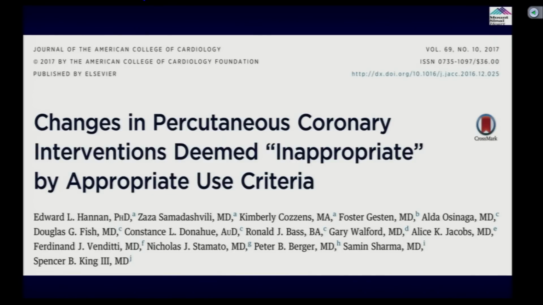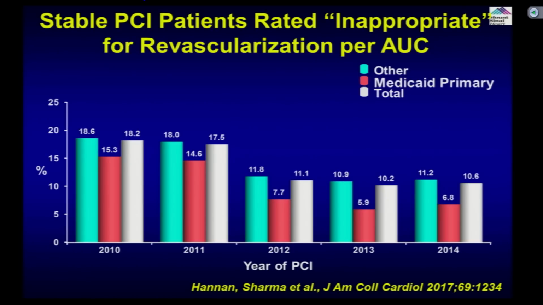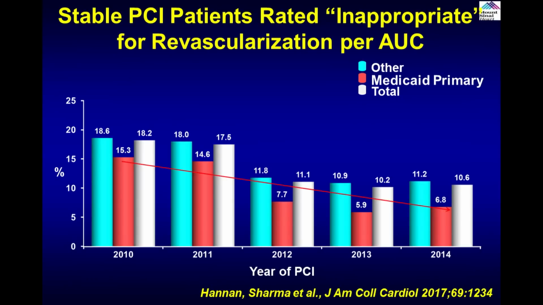Then we have the data from New York State, of which I am one of the authors, on the change in inappropriate PCI, which basically showed the same trend, but with one other very important finding. As you can see, 2010, other, Medicaid and total. See the significant decline in Medicaid compared to any other category of inappropriate PCI. Why? Because in 2011 New York State sent a circular that inappropriate PCI would not be reimbursed, and that led to a much greater decline of inappropriate PCI in the Medicaid group compared to others.